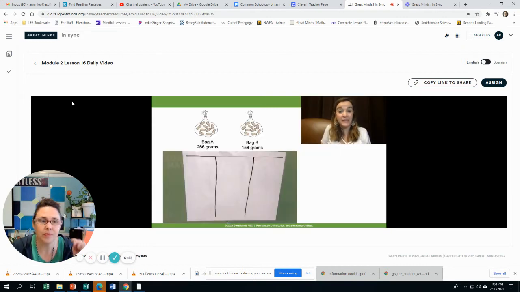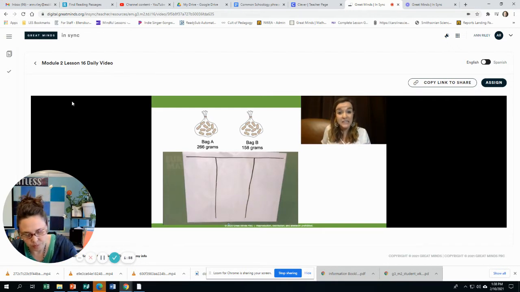Take a look at the bag of peanuts on the screen. Their weights are recorded below them. Let's use a place value chart and our discs to find out how many grams of peanuts we have altogether. First, let's use discs to represent the weight of the peanuts in bag B, 158 grams.